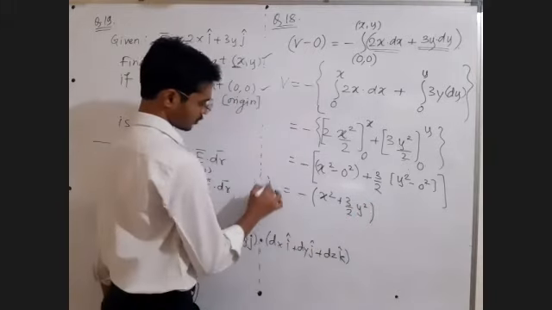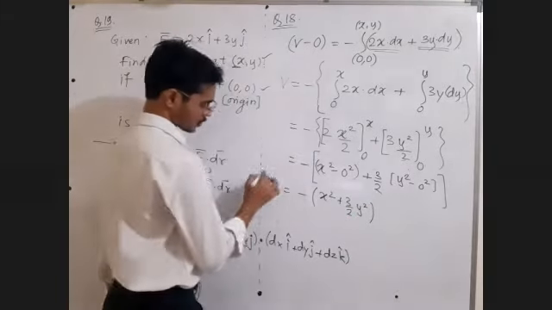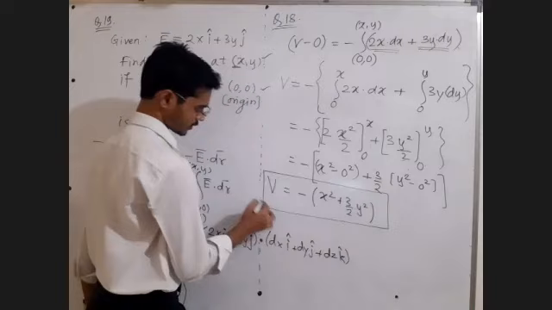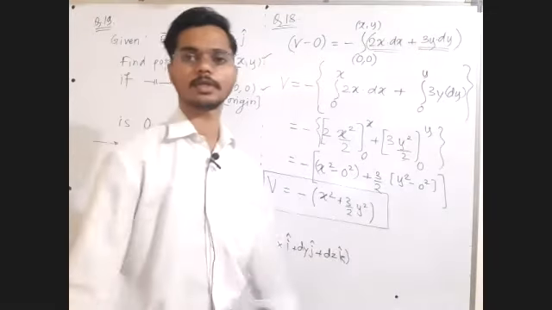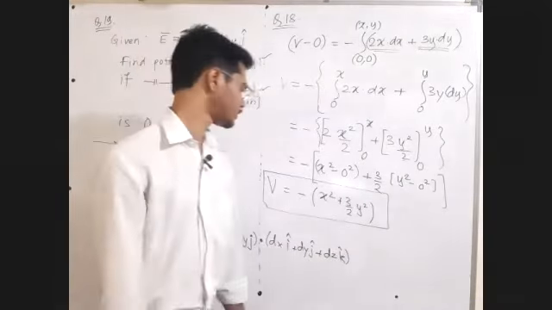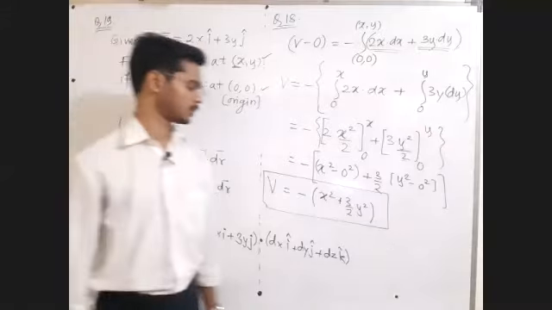This is the potential at any given point x comma y. It's a scalar value, a number, not a vector. Reply to me in the chat box. Clearly written. Understand it, try to get it. Any doubt, ask it.